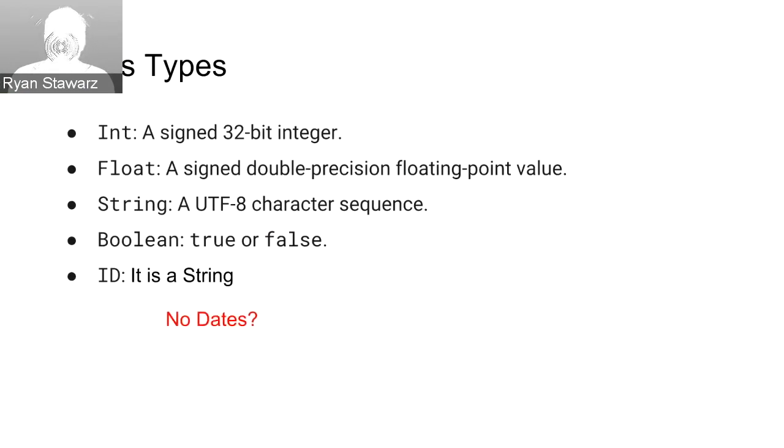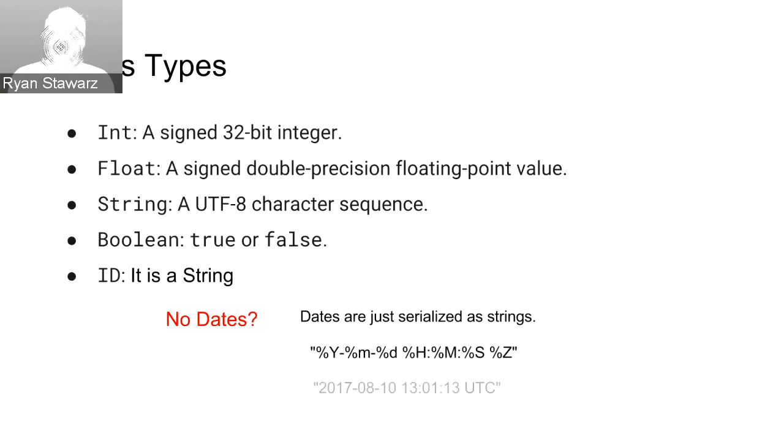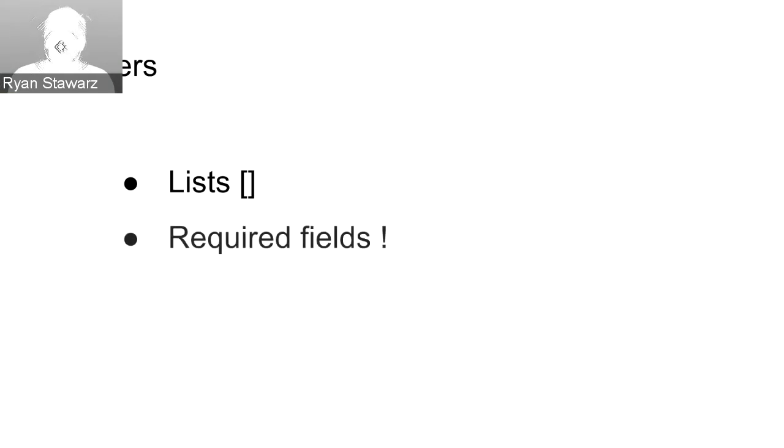You'll notice that there's no date implementation, and the reason for that is dates are just serialized as strings, and ours is just the default Rails date serializer. GraphQL provides you the ability to define your own scalar types if you need. We haven't had the need for it, and for the most part, clients just know how to parse dates. There are two special modifiers that you can apply to fields in GraphQL. One is lists, and the other is required fields.